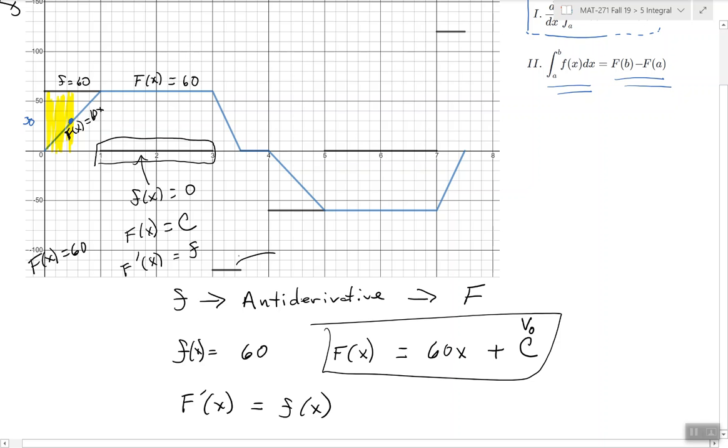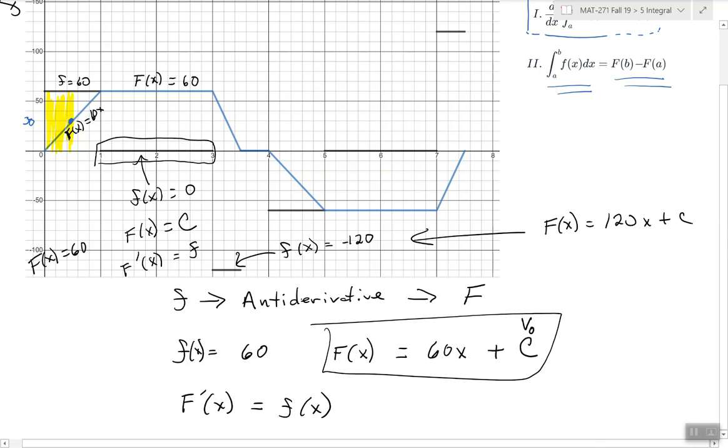Okay, so we're calling this little f. Little f, which is our acceleration, was a negative 120 as we went from 3 to 3.5 hours. Okay, well, what had to be big F of x? Big F, in order to get negative 120 as the derivative, remember little f has to be the derivative, big F of x had to be 120x, right?